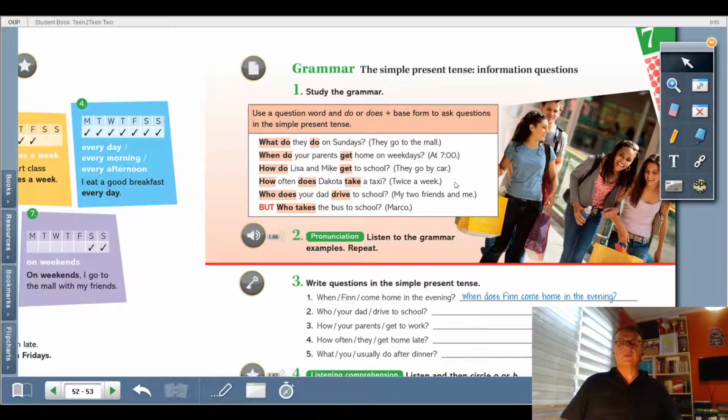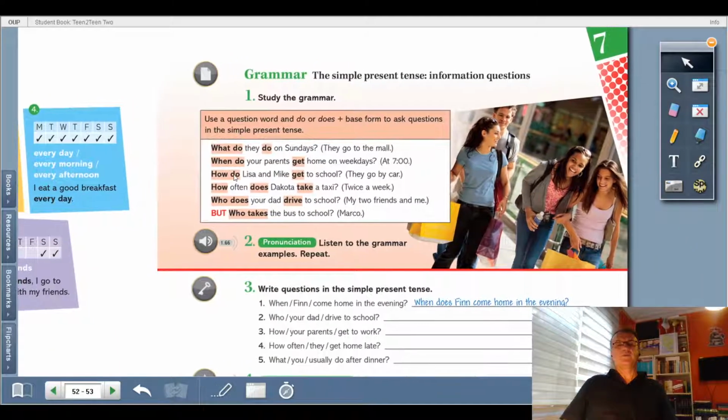Let's do it once again, but if it doesn't happen, we will go on from the grammar section. Now, when do your parents get home on weekdays? At 7 o'clock. How do we make questions? We put the question word at the beginning of the sentence: when, what, how, who. And then we use a helping verb, that's do or does.